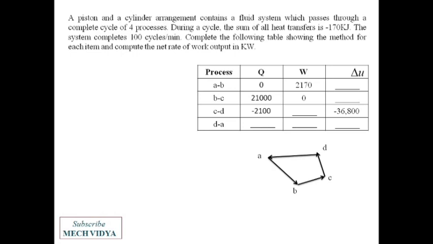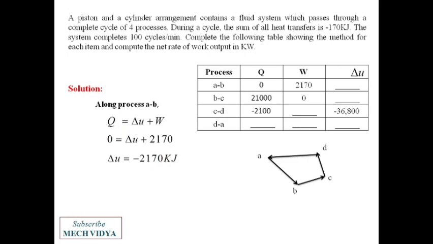So first what we need to do is find out the del U in the process AB. So along the process AB, by applying the first law of thermodynamics, we can write Q is equal to del U plus W. We have already seen this relation earlier. Now directly I have to fit the values from the table. So just see the table. The value of Q is given as 0, work done is 2170, and del U we have to find out. So it will come around minus 2170 kilojoule. So the first part is over.